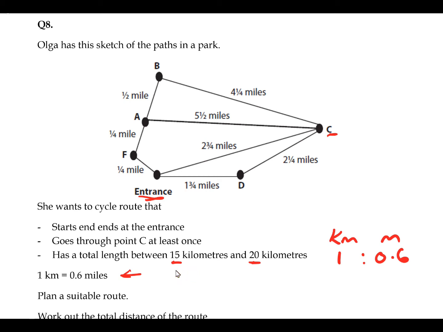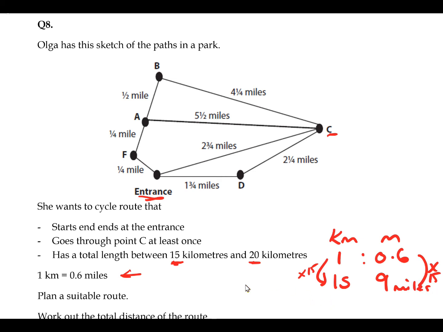So first of all, let's work out how many miles we can play with before we start designing our course. If we've got our conversion and we want to convert the 15 kilometres, on this side 1 is multiplied by 15 to give us our 15. So multiply by 15 on this side and we have 9 miles. So that's the minimum distance that our route can be.